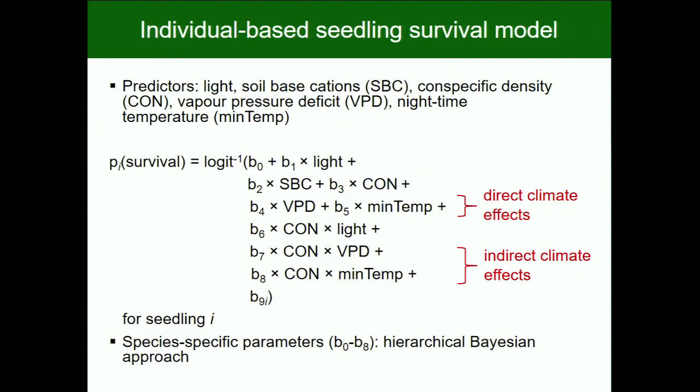To look at seedling survival responses to these predictors, we used an individual-based model. We looked at the predictors that I just described: light, soil nutrients, conspecific density, vapor pressure deficit, and nighttime temperature. To include indirect effects of climate, we included interactions in the model so that the presence of conspecific seedlings could modify climate effects. We estimated each of the parameters for each species separately, because we expected that species would respond differently to climate.